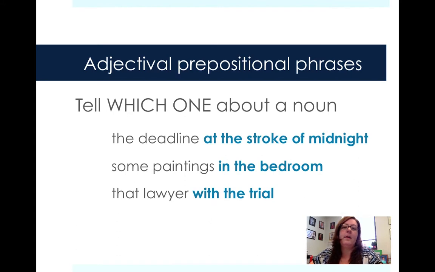Which deadline? The deadline at the stroke of midnight. Which paintings? Some paintings in the bedroom. Which lawyer? That lawyer with the trial and the thing. A prepositional phrase often can play a dual role as adverbial or adjectival depending on where you put it in the sentence. Is it modifying the action and telling when, where, or how? Or is it modifying the noun and telling me which one?